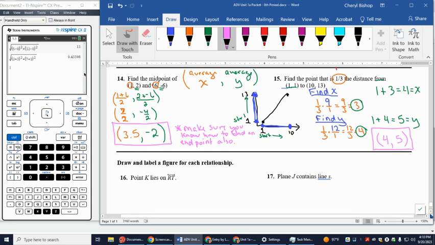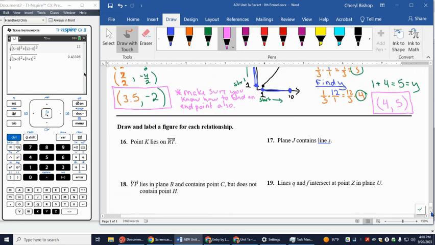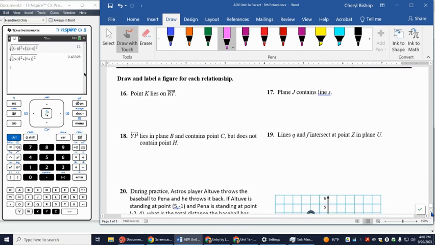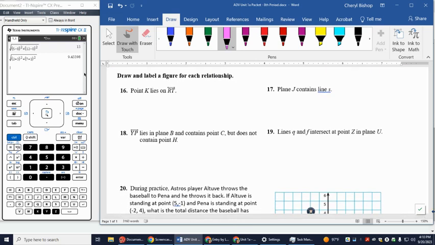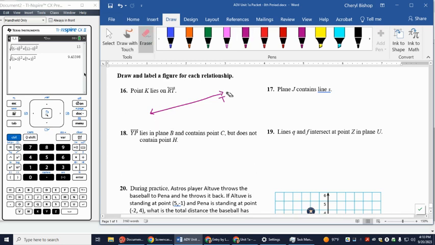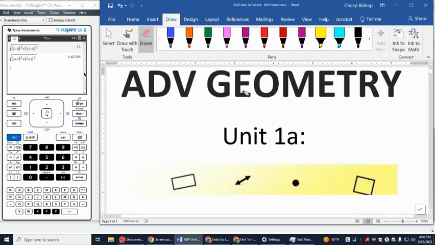All right, only a handful more problems. Number 16, draw and label a figure for each relationship. It says point K lies on line RT. So that means I have line RT because I have arrows on both ends. So it's a line. Can I just put an R there and a T there? Do capital letters label arrows? What do capital letters label? Points or planes. I don't have a plane here, and I haven't drawn any points.